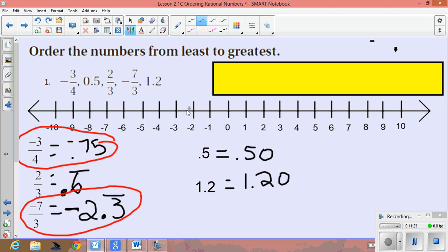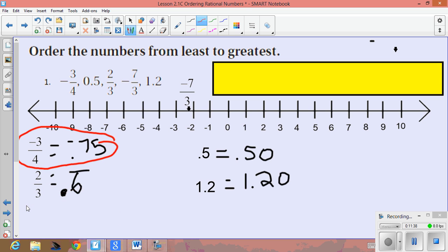is located, we have to estimate somewhere about here. So that's where -7/3 would be. Okay. Next we have -3/4, which is -75/100. So that is almost -1. So that's right about here. So -3/4.